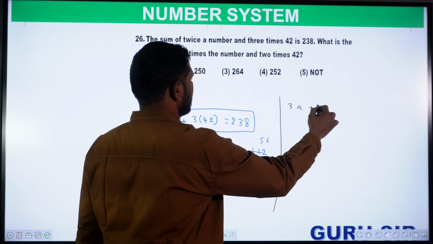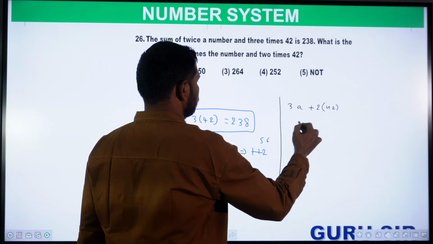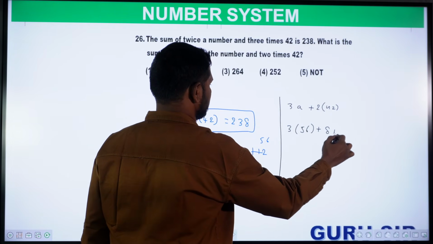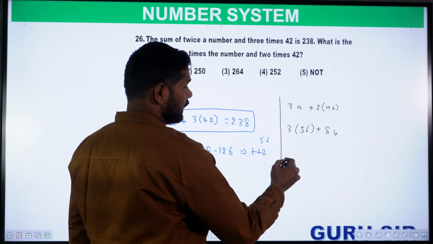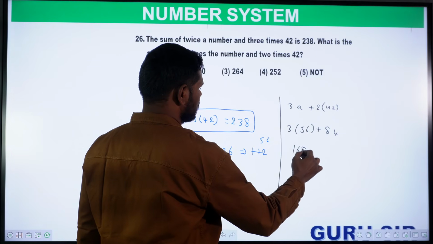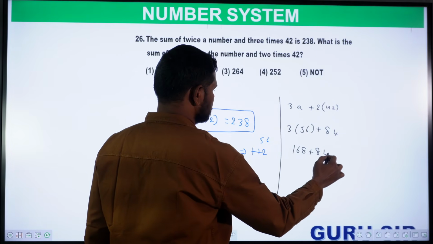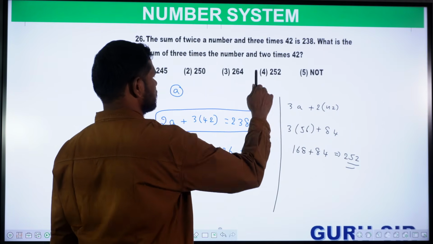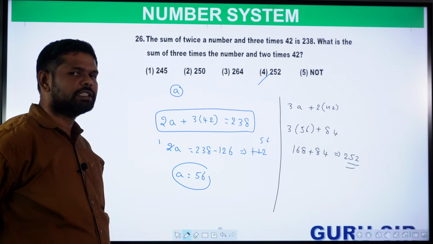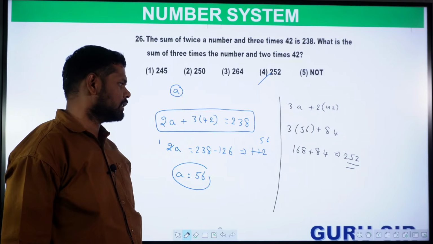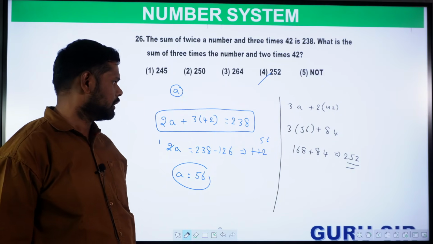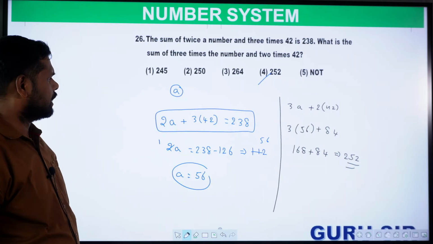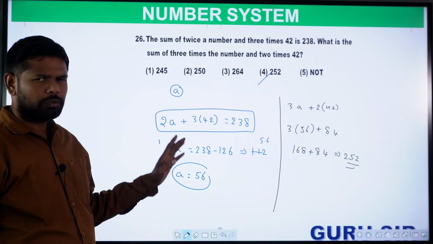But what they are asking is 3 times a number and 2 times 42. 3 times 56 plus 2 times 42, which is 84. 3 times 56 is how much? 168. 168 plus 84 is 252. That is the answer. So once we understand the question, it is very easy to solve.